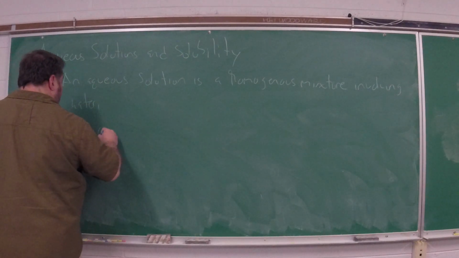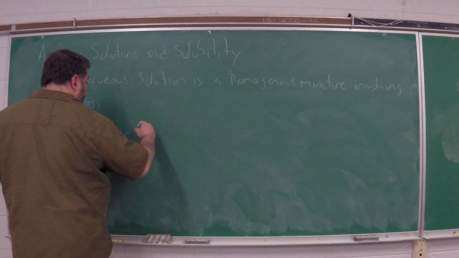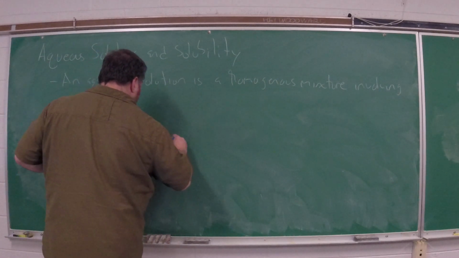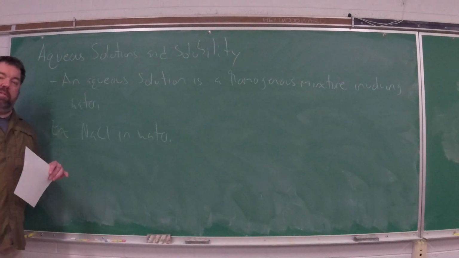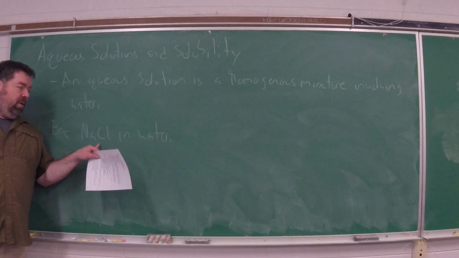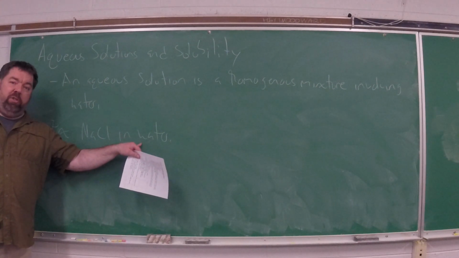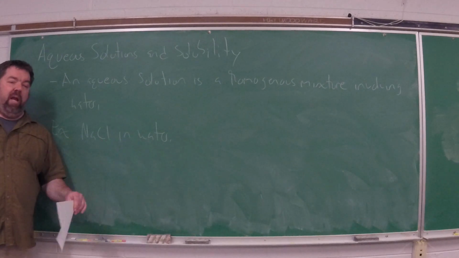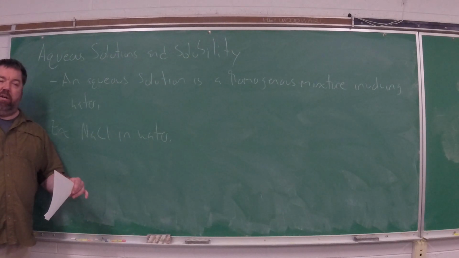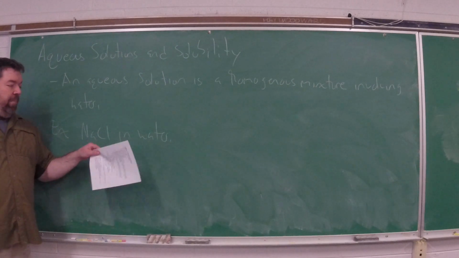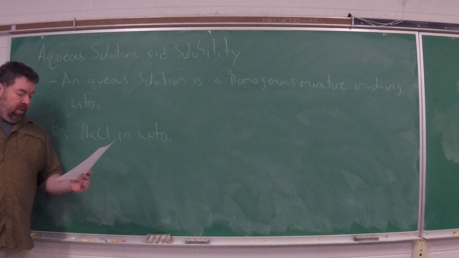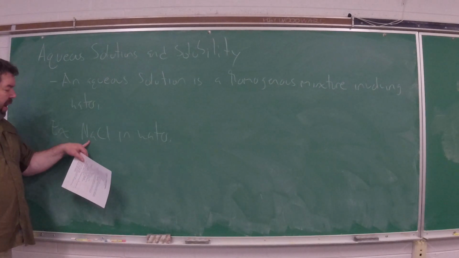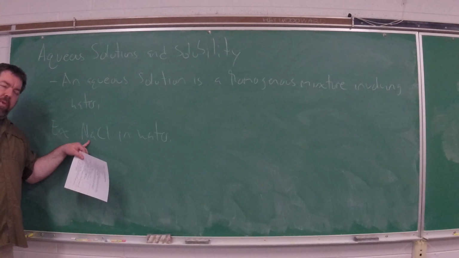Example, NaCl in water. Okay, you're going to make some noodles. Some people put salt in the water. As long as you don't put too much salt in, you're going to end up with a homogeneous mixture. The salt will dissolve in the water and you won't be able to tell that it's there unless you taste the water, right? That'd be an example. In this particular case, we're looking at an ionic compound, okay?